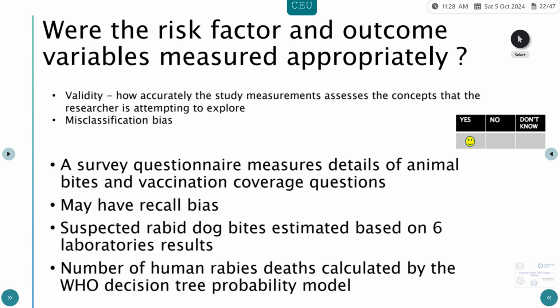To decide whether the rabbit or the dog bites that they have were from suspected rabid dogs or not, they have used real-time observation of the dog for 30 days or so. And for the dogs that they could not observe, they have used estimates based on 6 lab results across India. For the number of human rabies bite deaths, they have looked at something called the WHO decision tree probability model, based on certain factors that we will come to when we are talking about the decisions.